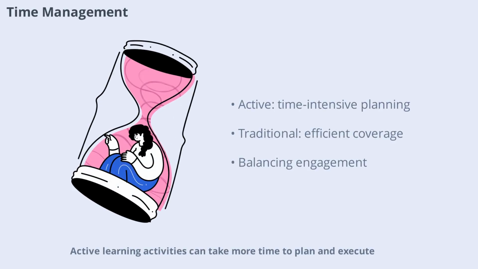Active learning activities can take more time to plan and execute, especially when coordinating group work or projects. Teachers need to balance covering the curriculum with allowing enough time for meaningful engagement. Traditional learning is often more time efficient, covering material quickly through lectures and direct instruction. Each method requires careful time management to be effective.